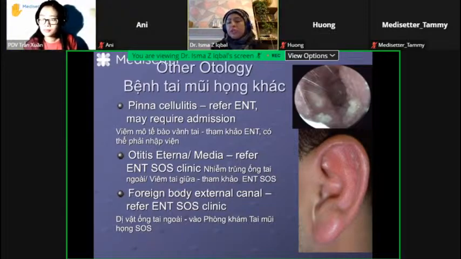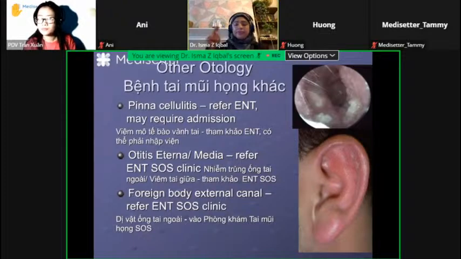Most patients will be children, so it's very important to gain their trust and ask them to stay very still whilst you try to remove the foreign body from the ear.